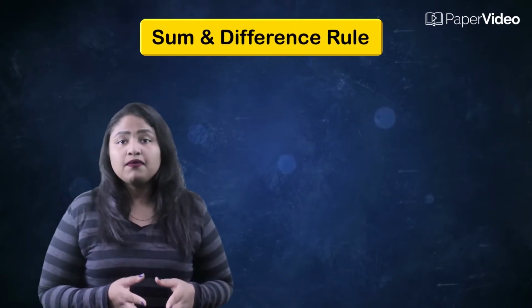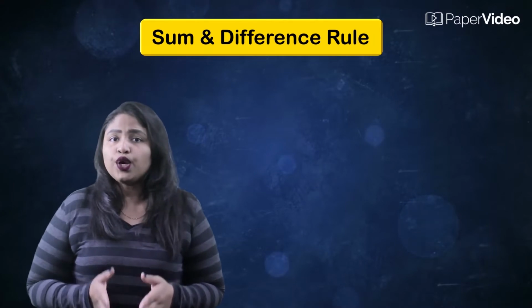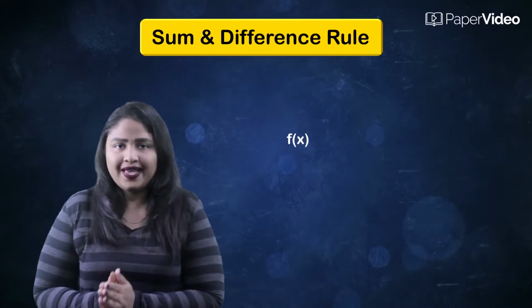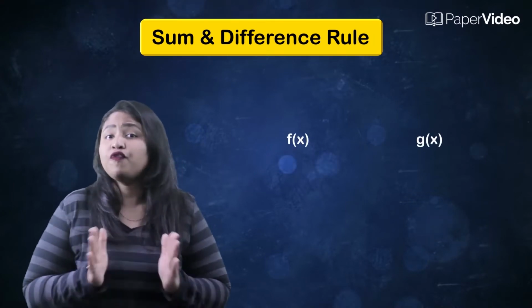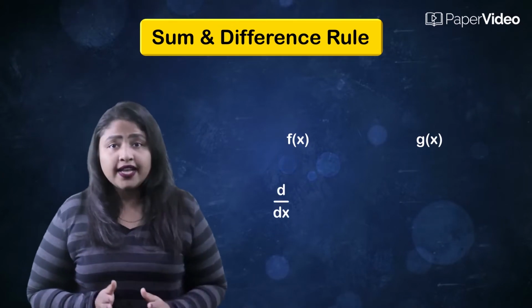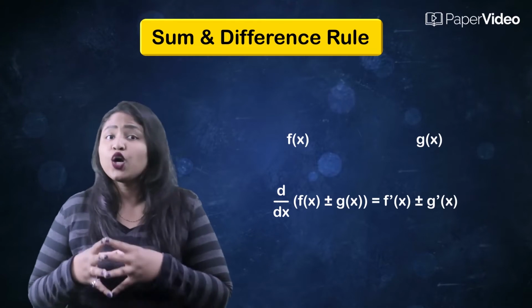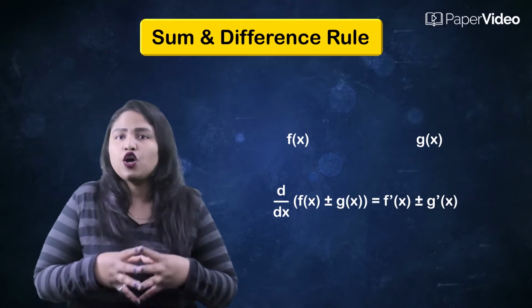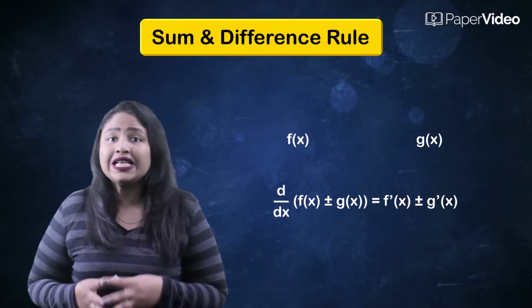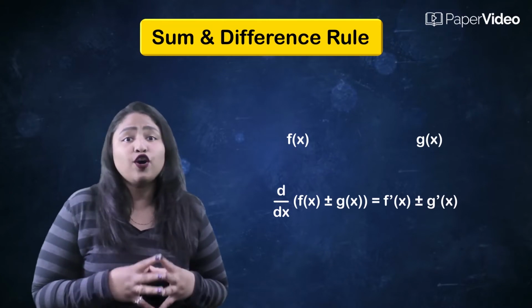Second, we have the sum and difference rule. According to this rule, if f of x and g of x are 2 functions, then the derivative of the sum or difference of f of x and g of x will be the sum or difference of the derivative of f of x and the derivative of g of x.